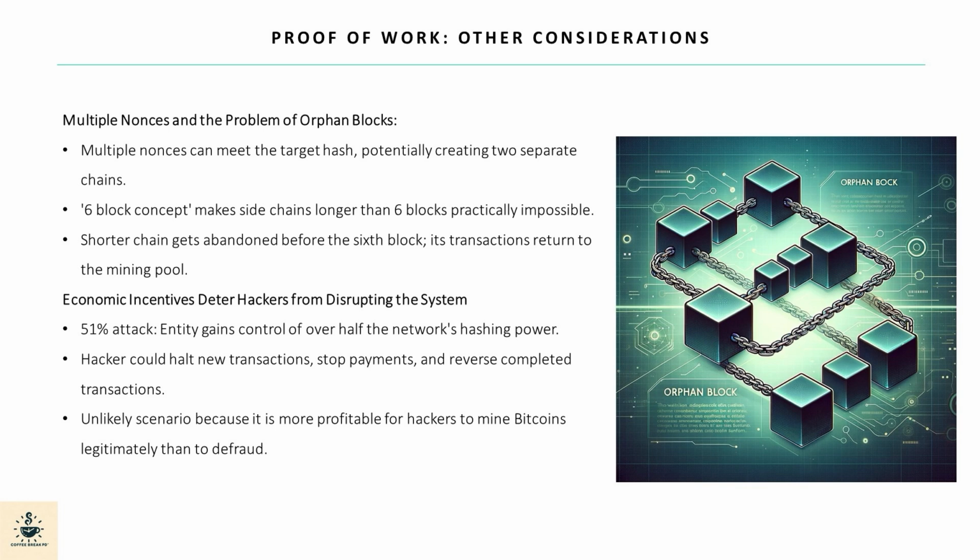This control could enable them to prevent new transactions from gaining confirmations, halt payments between some or all users, and even reverse transactions that were completed while they held majority control, leading to double spending. This is unlikely to occur, as it is more profitable for a hacker to mine Bitcoins and buy a Lamborghini, rather than attempting to defraud someone of their luxury sports car through double spending.